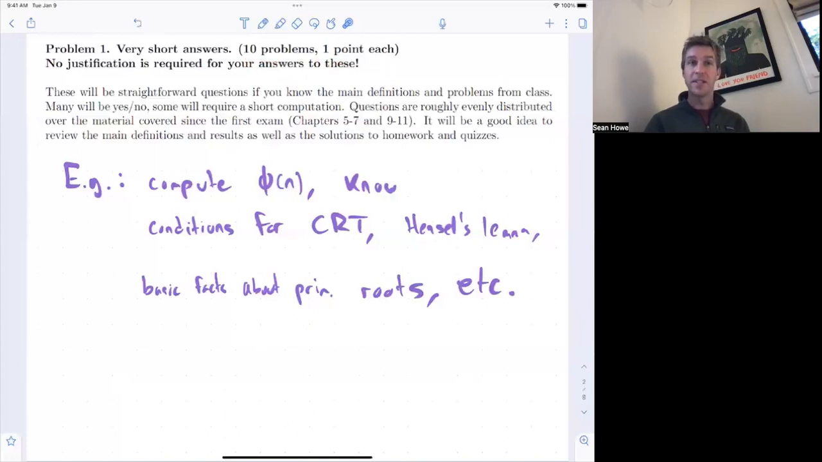I'll give a minute in case anyone's typing a question. I'm at an Airbnb, so I have an unusual background. There's a cool poster behind me.